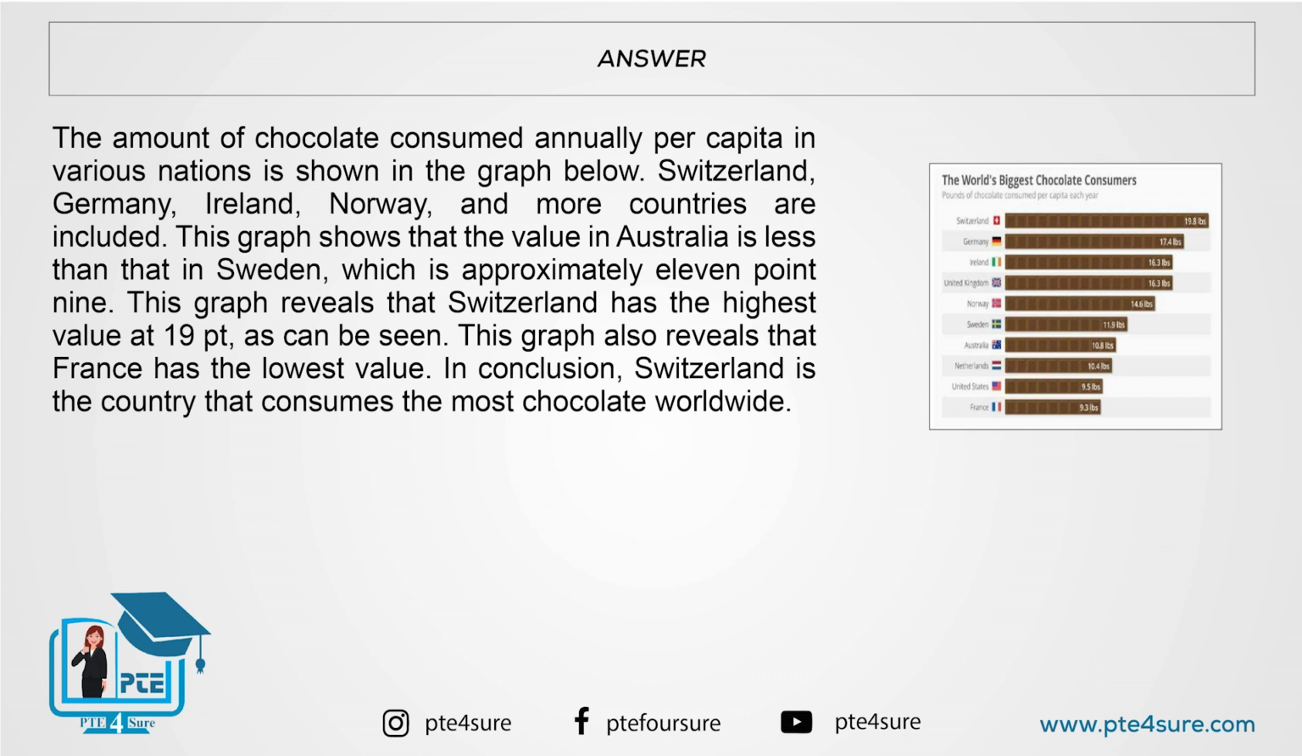The amount of chocolate consumed annually per capita in various nations is shown in the graph below. Switzerland, Germany, Ireland, Norway, and more countries are included. This graph shows that the value in Australia is less than that in Sweden, which is approximately 11.9. This graph reveals that Switzerland has the highest value at 19 points, as can be seen. This graph also reveals that France has the lowest value.